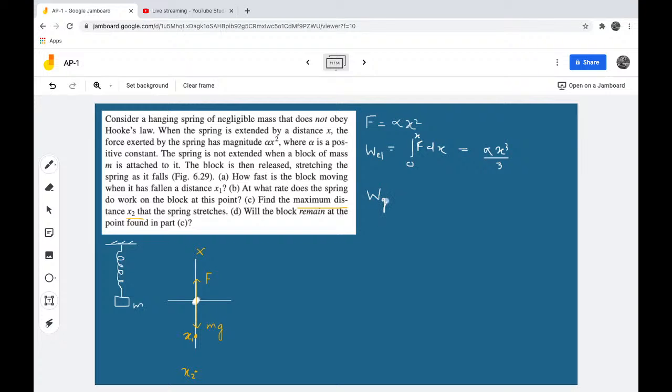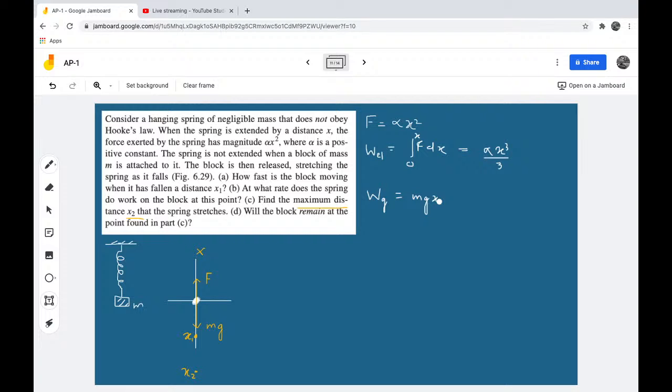Work done by gravity, I will take Wg. So the block has mass m and weight is mg, and the block has descended by a distance x as I have assumed. So the displacement is x. So the work done by gravity is mgx.